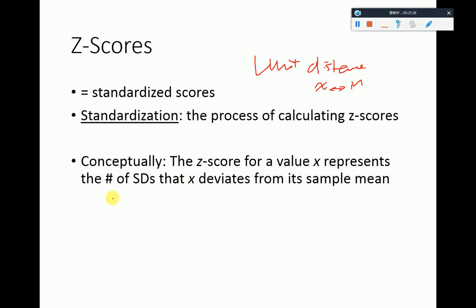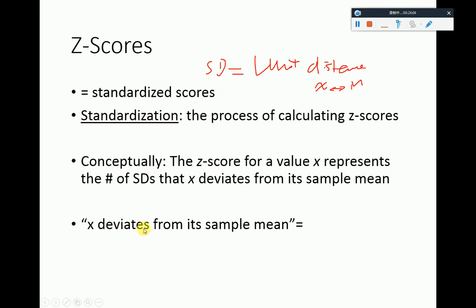Okay? And of course, if SD is the unit distance, if we want to find out the actual distance, then we should be talking in terms of x deviates from the sample mean by 1, 2, 3, or 3.5 standard deviations. So if this is the conceptual definition of z-score, then how do we calculate the z-score for value x?